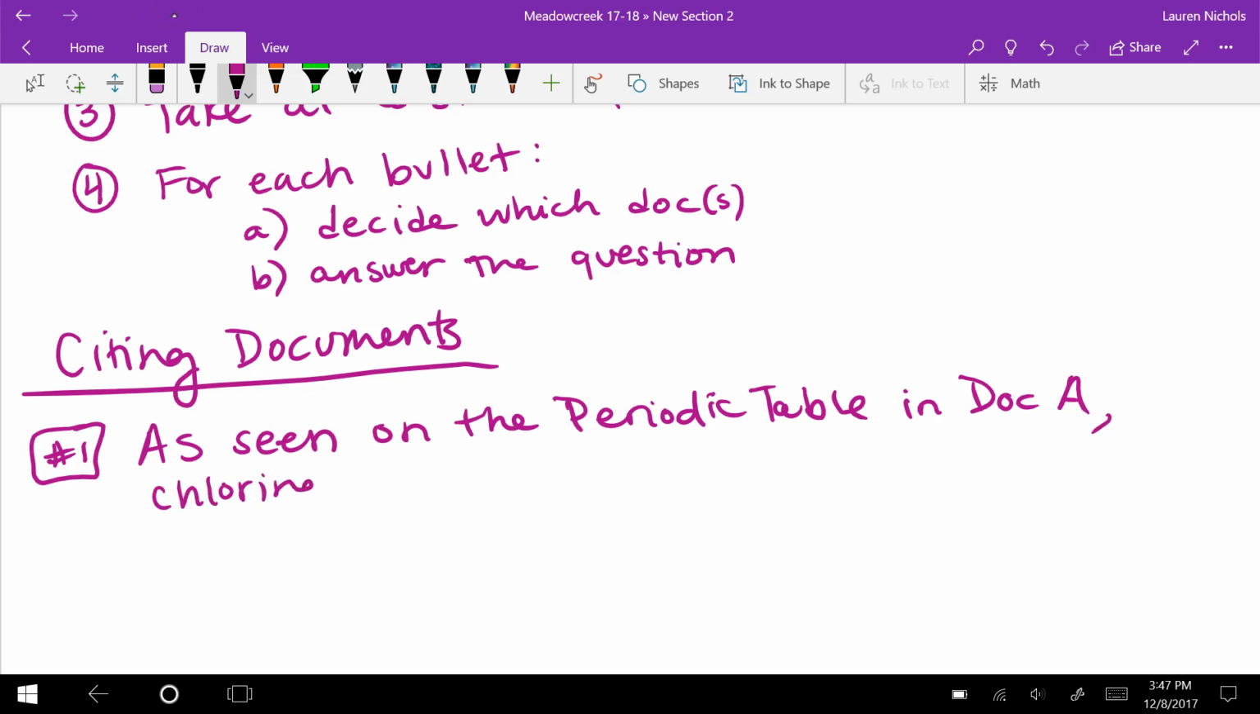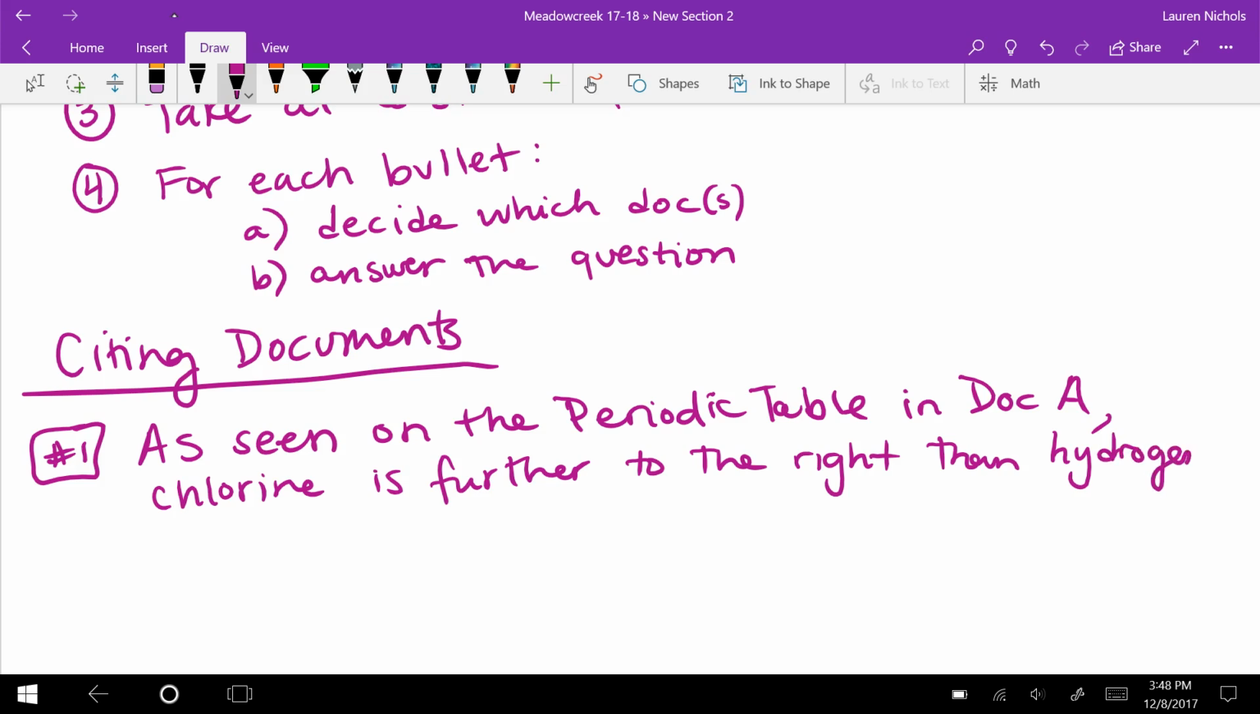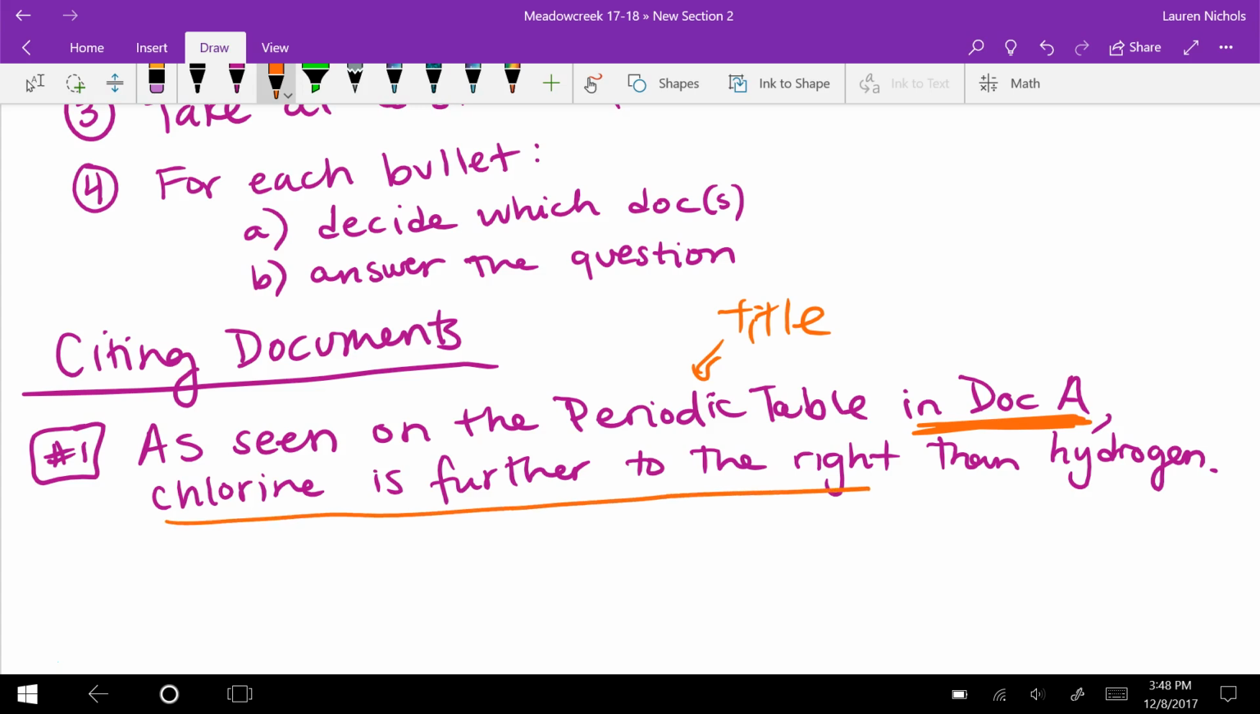Chlorine is further to the right than hydrogen. Okay, now this sentence has 2 key points. First of all, it says in document A, specifically what it is. It even gave a title to document A, the periodic table. And also this part, chlorine is further to the right. Okay, this is something that you can see with your own eyes.